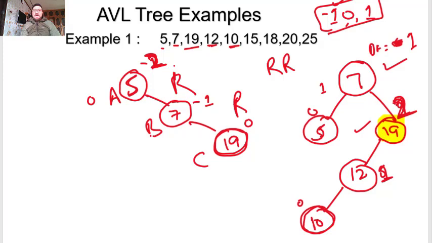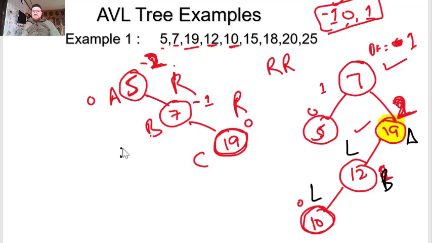The rotation we apply here: for 19, I am seeing 12 and 10 are both on the left side, so it's a left skewed tree, and it's a left rotation. In this rotation we only have to find A and B and make A a child of B. That means it will be like this.